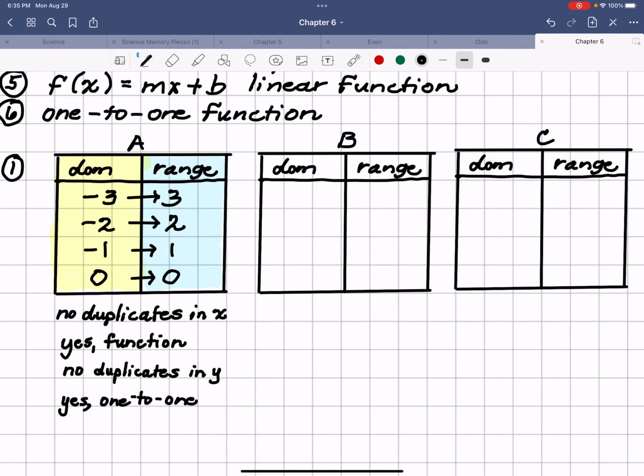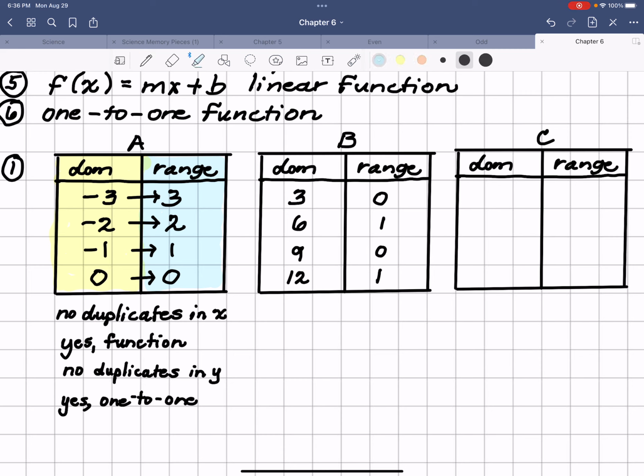So A is a pretty special case there. It is a function, it is a 1-to-1 function. Okay, for B we have 3, 6, 9, and 12. And then we have 0, 1, 0, 1.